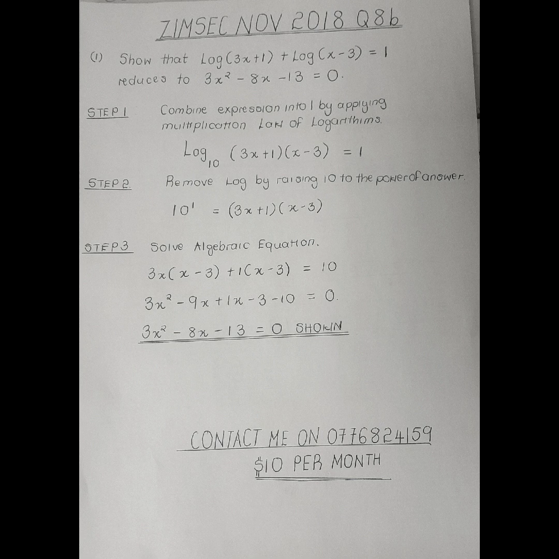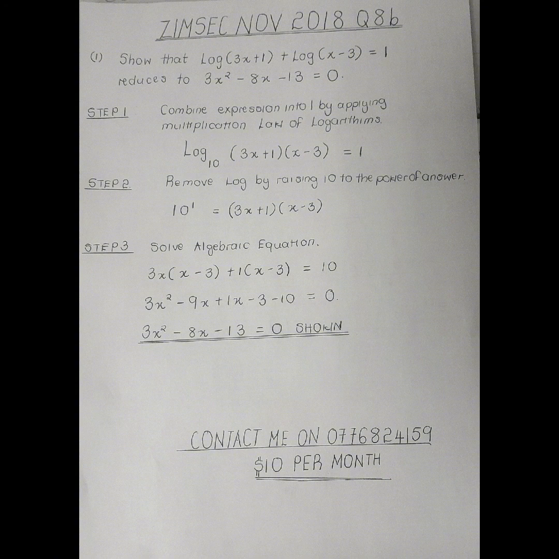And then after that, the second step is that we are going to remove the log by raising 10 to the power of the answer. We are given that our answer is 1, so we are going to raise 10 to the power of 1, and then we say it is equal to (3x + 1)(x - 3). We now have an algebraic equation which we are going to solve. So this question requires you to be perfect in expansion. We are going to expand (3x + 1)(x - 3).